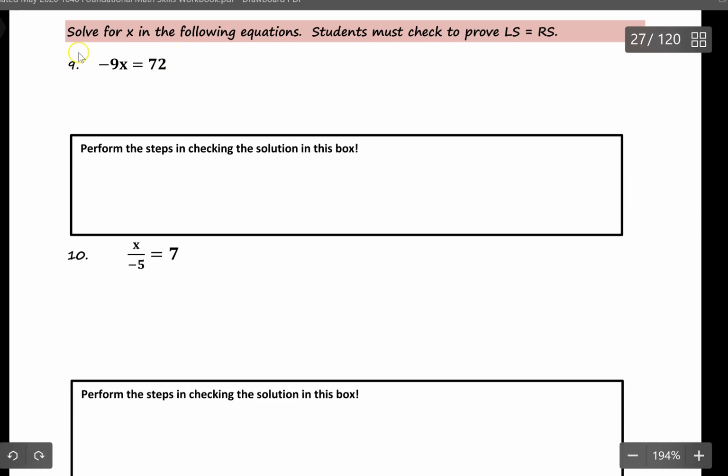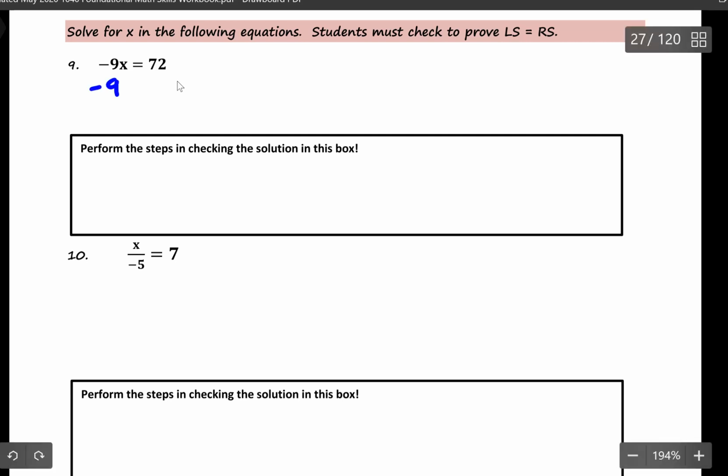Okay, so let's start with question number 9. I have negative 9 times x equal to 72. So you have negative 9 times x, and you want to get rid of the negative 9. The only thing you can do is divide by negative 9 so that you can have a 1x. But because it is an equation, whatever you do on this side, you must perform the exact same step on the other side. So let's write it down.